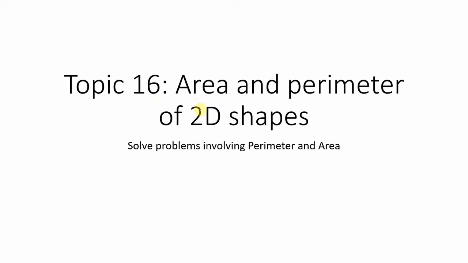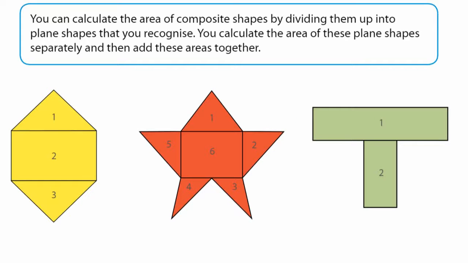We are busy with topic 16, the area and perimeter of two-dimensional shapes, and we are focusing on solving problems involving the perimeter and the area. We can calculate the area of composite shapes by dividing them up in plane shapes.